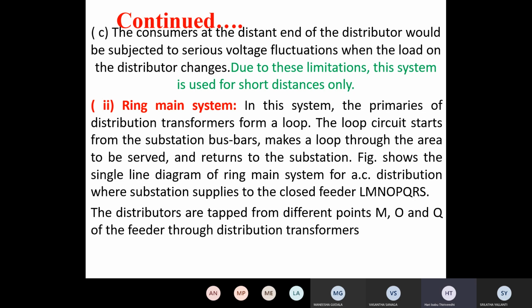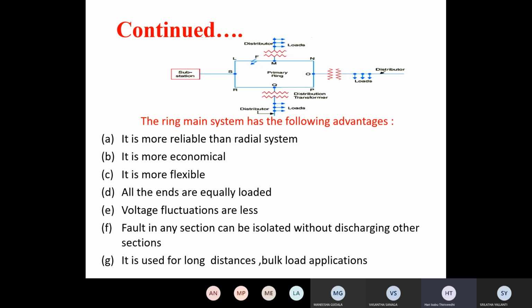So look at the figure. This is the ring main system. The substation starts from here, one distributor goes here, another comes here, and it ends at S only. Suppose the fault occurs in between L and M. There is no complete shutdown. Whereas in the radial system, any fault occurring at any stage of the feeder, total supply may be shut down, right? But this is not like that.